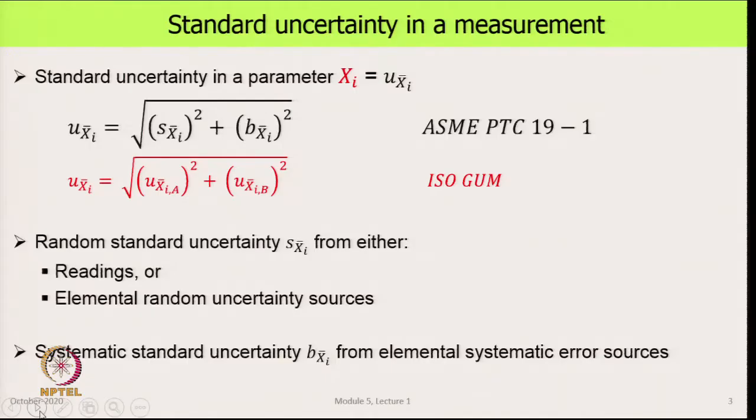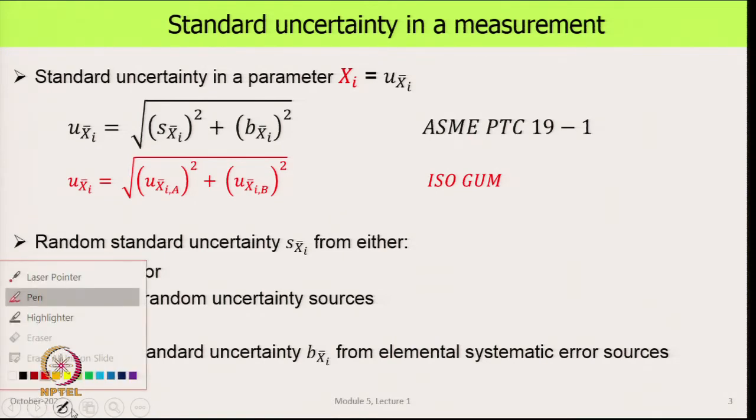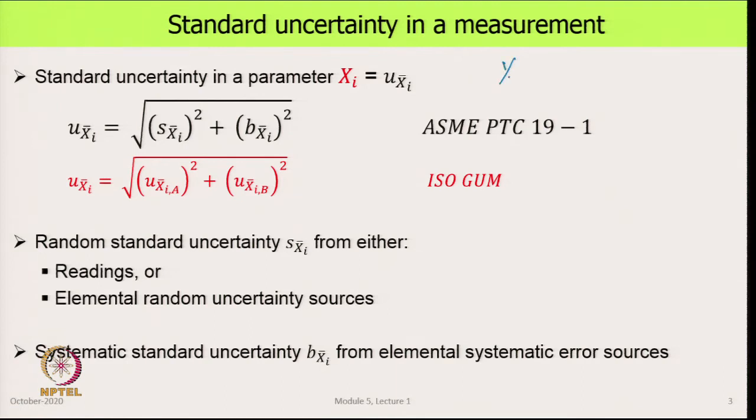We get the standard uncertainty in a parameter or a measurand, which is x i, that means this could be different measurements x1, x2 and so on, and that we denote by u subscript x bar i. This is the standard uncertainty in the parameter, which from statistics is the same as standard error or the standard deviation of the mean.